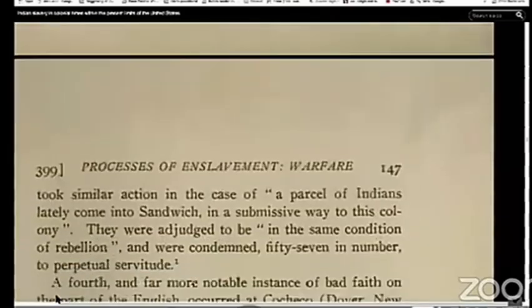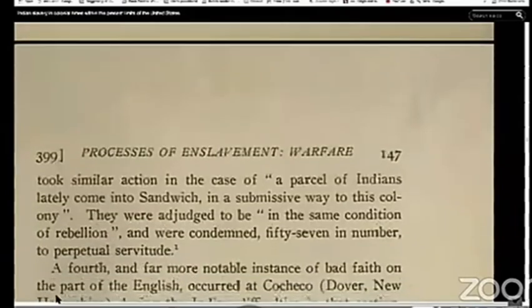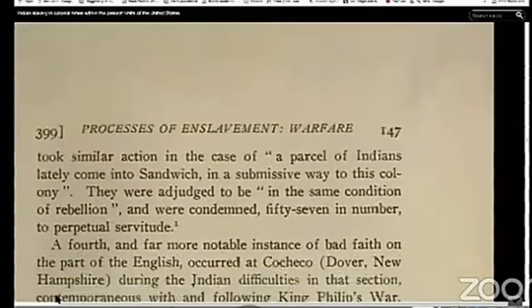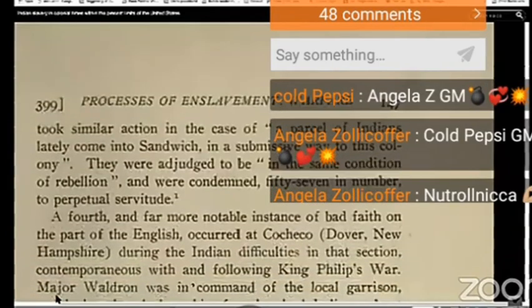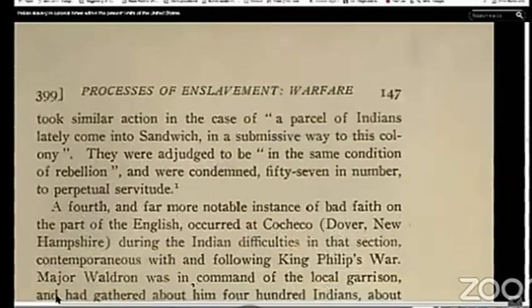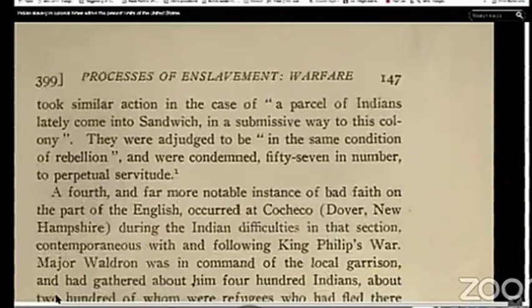So you hear that? These people said, we want to be at peace, we surrender, we do a treaty with you. They still were sold and transported out of the country. On September 2nd, 1675, the Council took similar action in the case of a parcel of Indians lately come into Sandwich in a submissive way to this colony. They were adjudged to be in the same condition of rebellion and were condemned, 57 in number, to perpetual servitude. What are we talking about here?